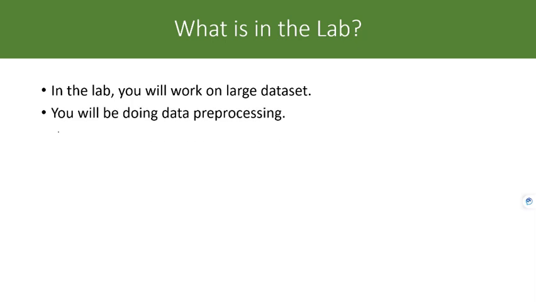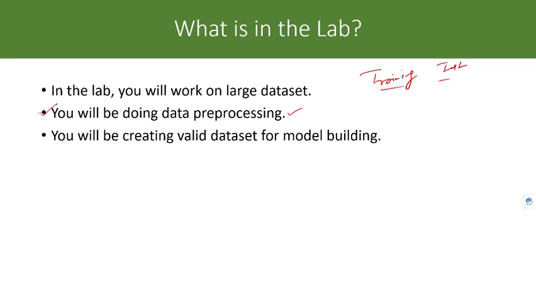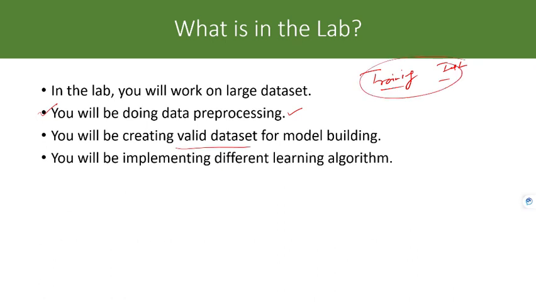The second point is you will apply pre-processing. Initially, you have already completed pre-processing and you have some part left, that is creating a valid data set, that is creating the training data set and test data set. This is what you will do in lab number 4. After that, you will create the valid data set, which I already explained here, to build your model. Then you will be implementing different machine learning algorithms. So far I explained KNN and decision tree. You can use other machine learning classifiers.